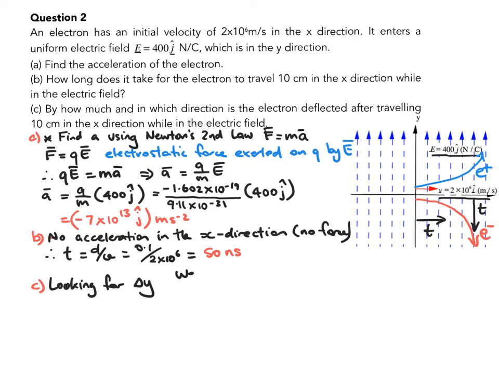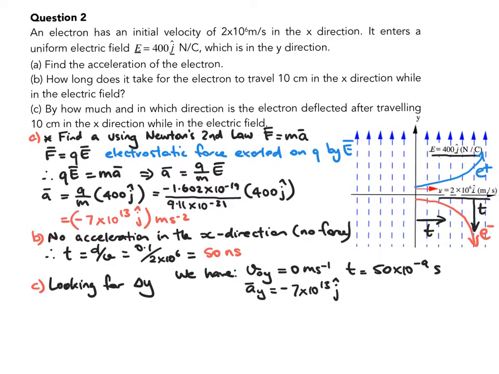So we have some data. We have the initial velocity in the y direction is 0. The time taken is 50 nanoseconds, 50 by 10 to the minus 9 seconds. We also have the acceleration in the y direction is minus 7 by 10 to the 13 j. So that's a vector, remember. So that's some information we have.